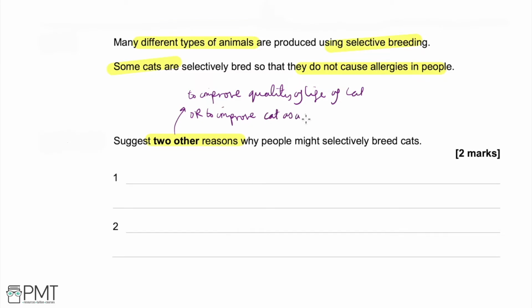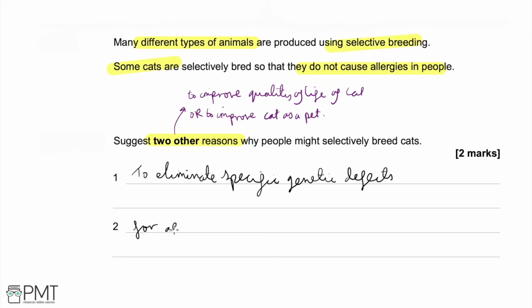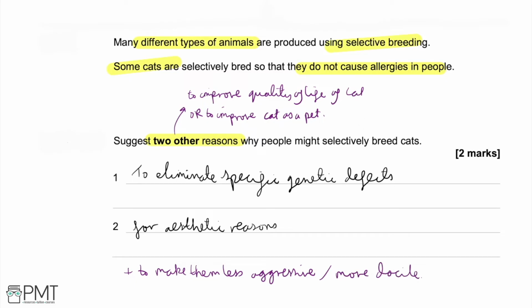So the first one could be to eradicate specific genetic disorders. This would be done by not allowing any of the cats with these disorders to reproduce. Now secondly, to improve cats as pets, we could breed them for aesthetic reasons. This could be the colour of their fur, the softness, for example. And finally, we could change their behaviour to make them better pets. This would be to make them less aggressive or more docile. You only have to mention 2 of these, and which 2 does not matter.